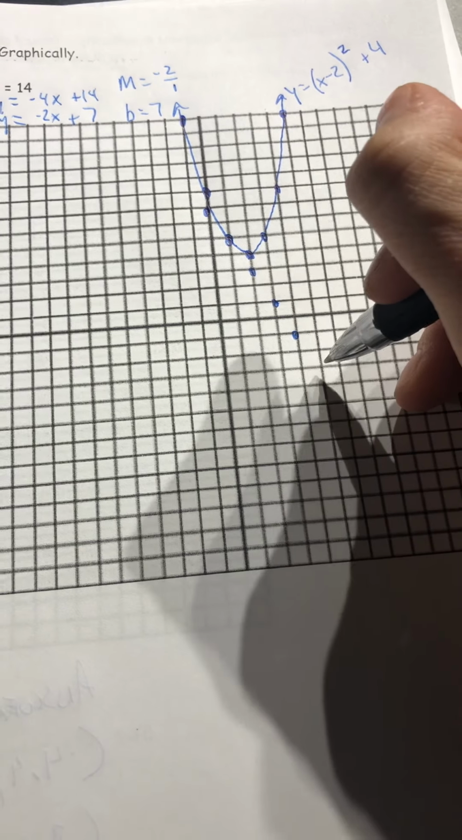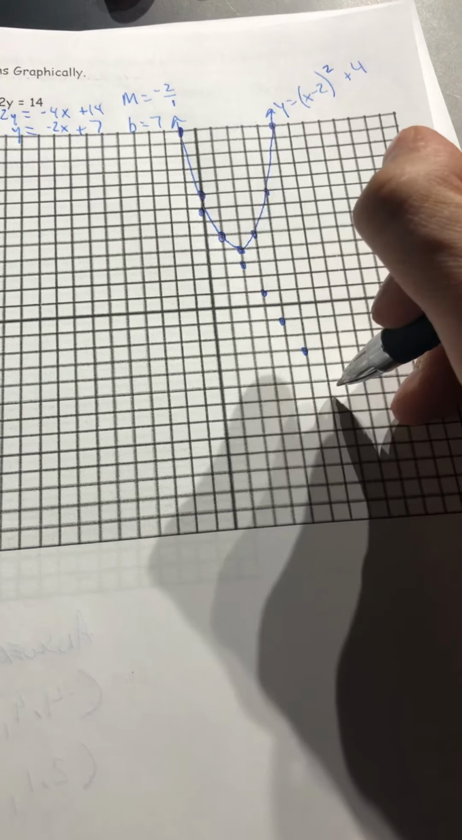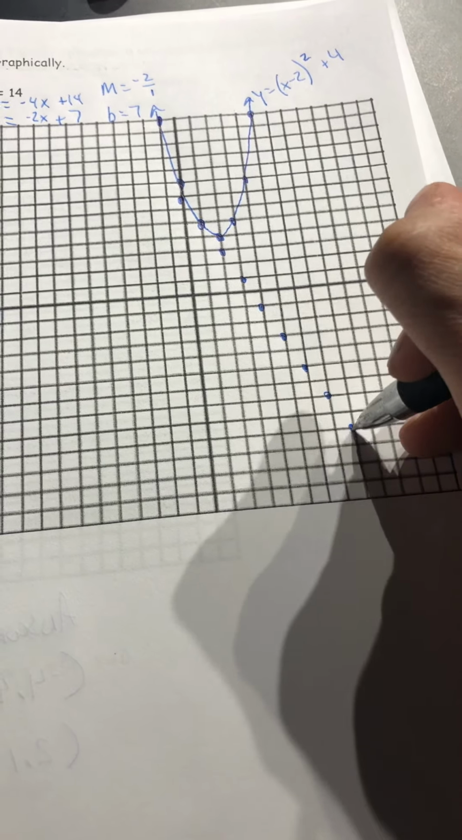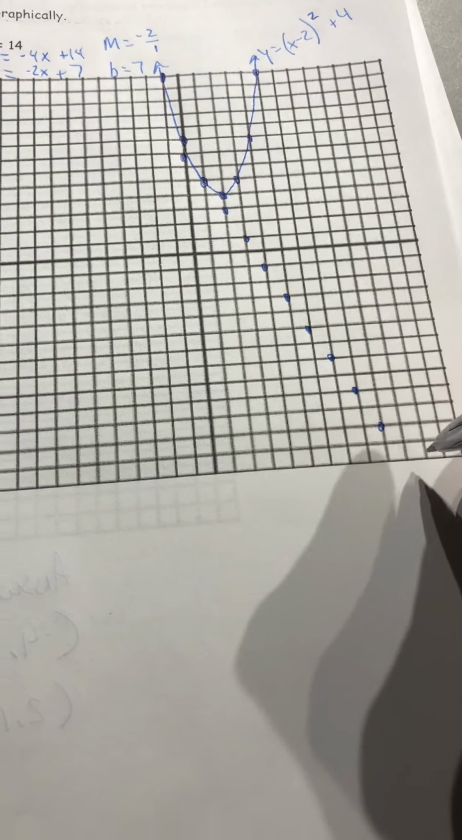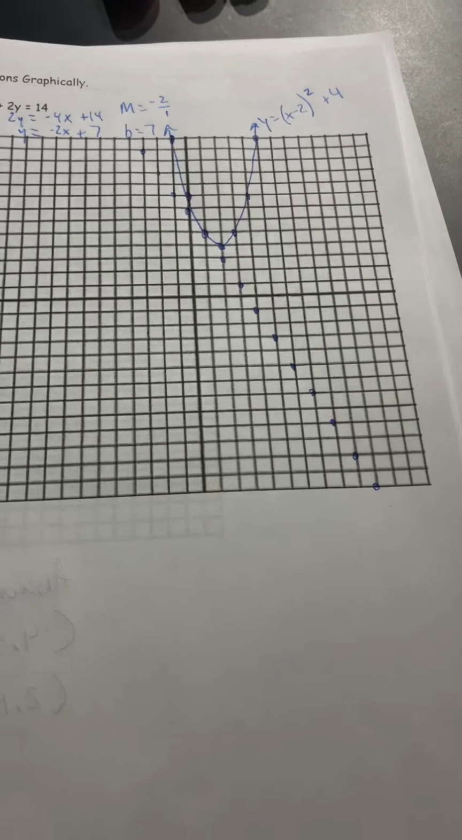Now I'm going to do as many points as I possibly can. I'm going all the way here. I'm doing the same thing this way. This makes for an accurate line.